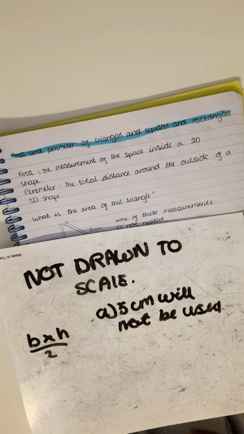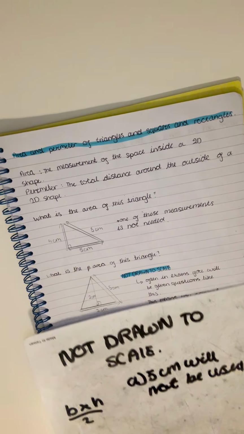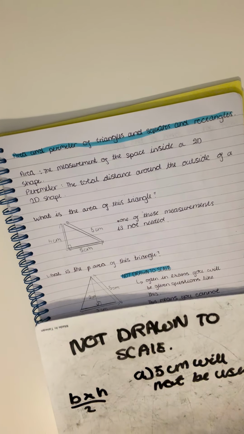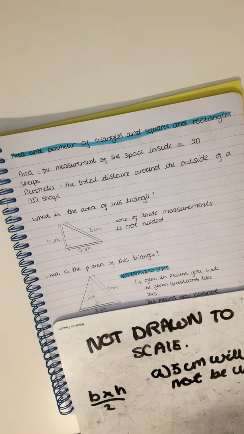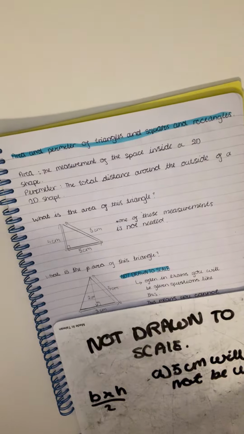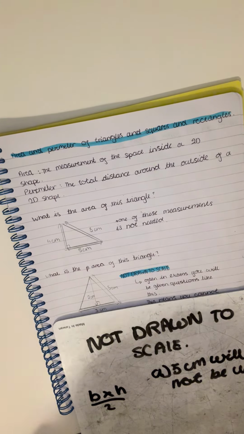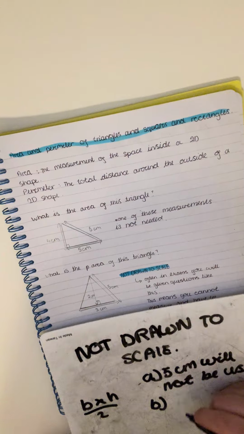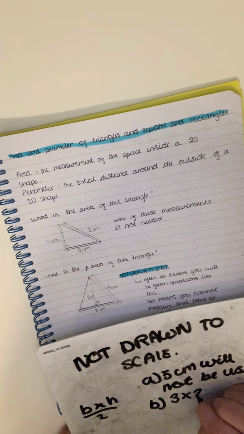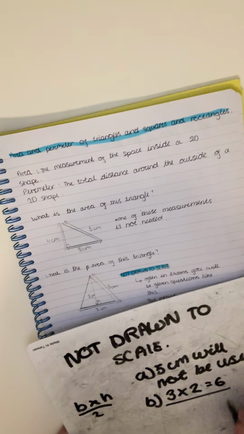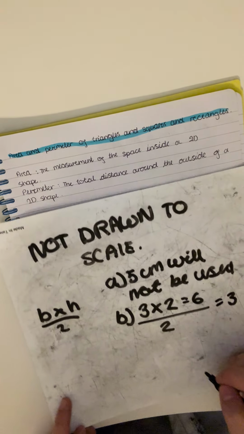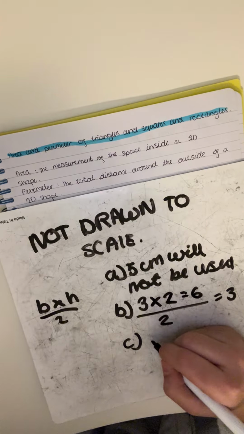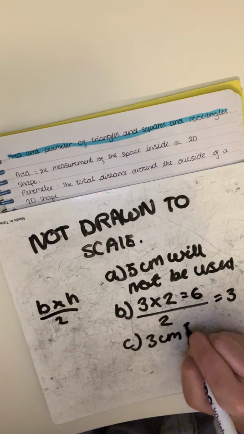So now, applying our base times height divided by 2 knowledge, we are going to try and find the base and the height, which would be 3 times 2 is 6. Divide that by 2 is 3. So see, the area is 3 centimeters squared.